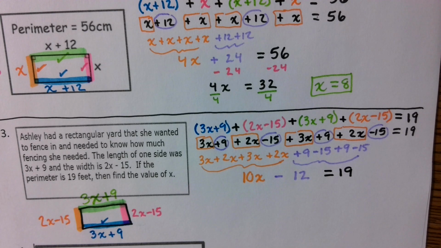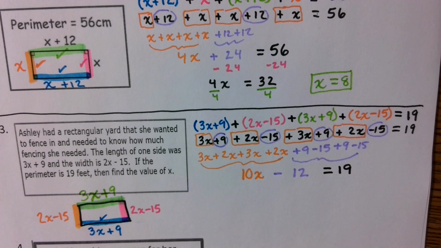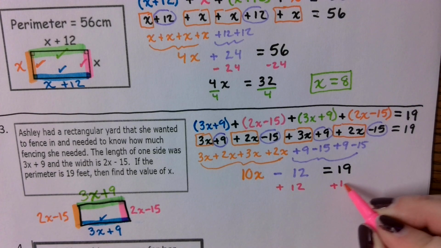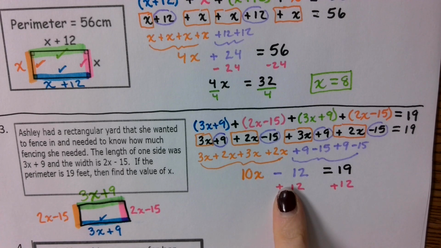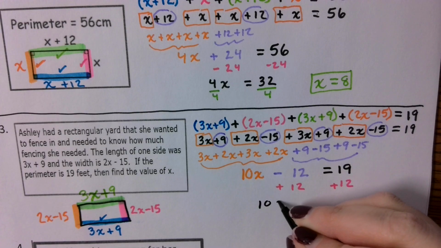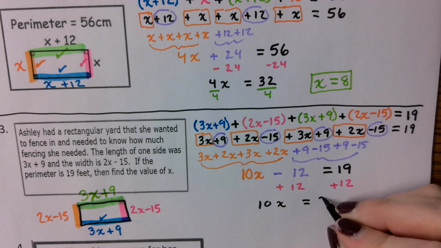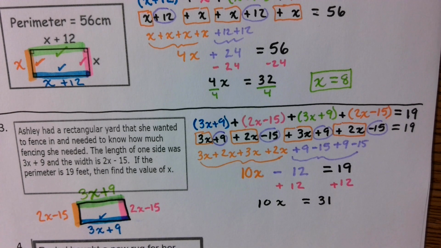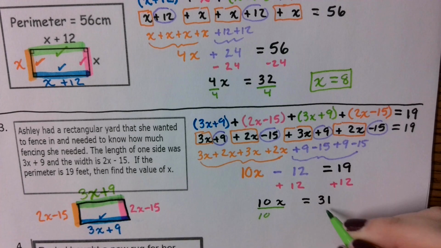All right, let's start solving. Jada? Why don't you tell me the next step to do? Yep, plus 12. There you go. Yep, exactly. We're going to add 12 so that we can get rid of it here. And we're going to add 12 on this side. So that's going to give us 10x is now equal to 31. Okay, what's next? Amara? Divide by 10. Very good. Divide by 10 on both sides.